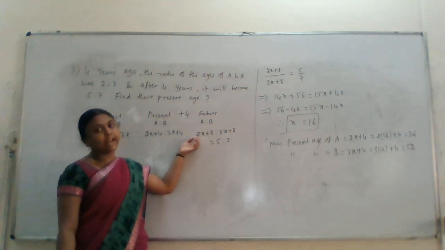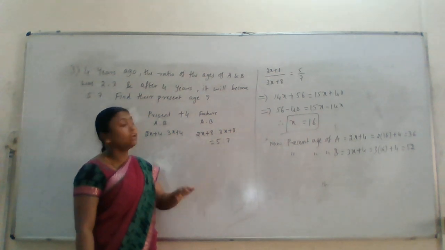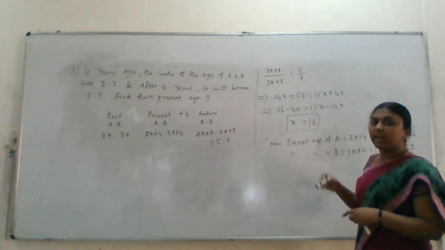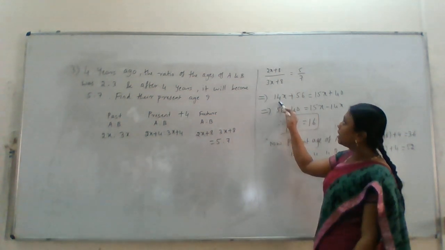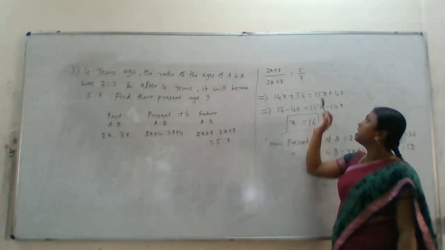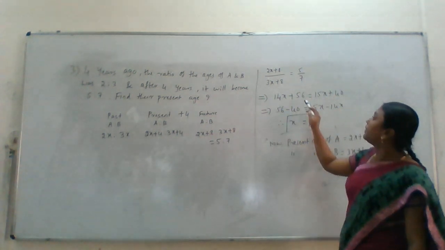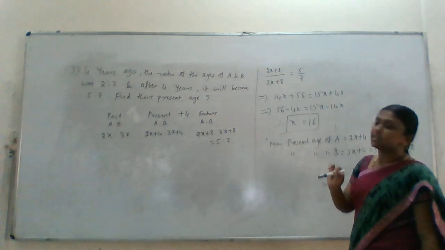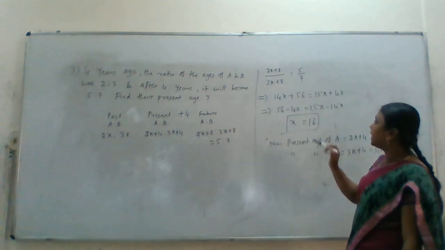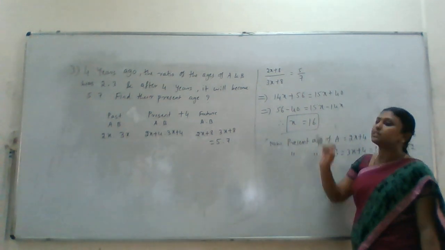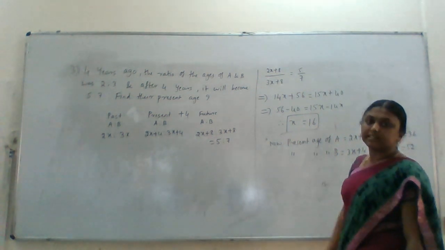So 2x plus 8 divided by 3x plus 8 is equal to 5 divided by 7. Now by cross multiplication, 7 into 2x is 14x, 7 into 8 is 56. Then 5 into 3x is 15x, 5 into 8 is 40. Now 56 as it is, take the 14x to the LHS side. 56 minus 40 is 16, and 15x minus 14x is x. So x value is 16.